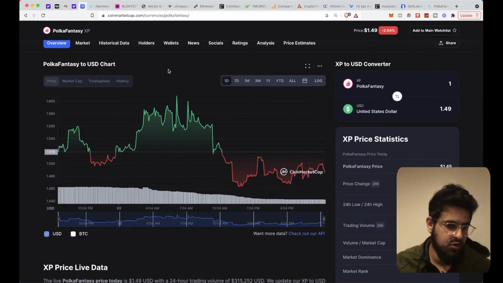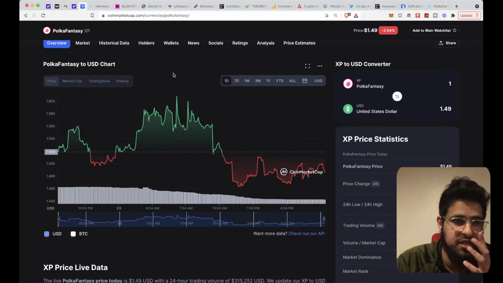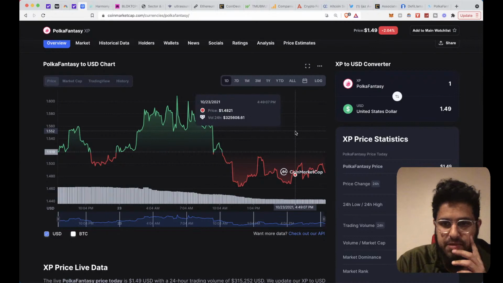Andrew White saying there's a land sale coming soon for XP. We'll keep an eye on that, guys. Let's keep an eye on that one. Got a lot to keep an eye on.